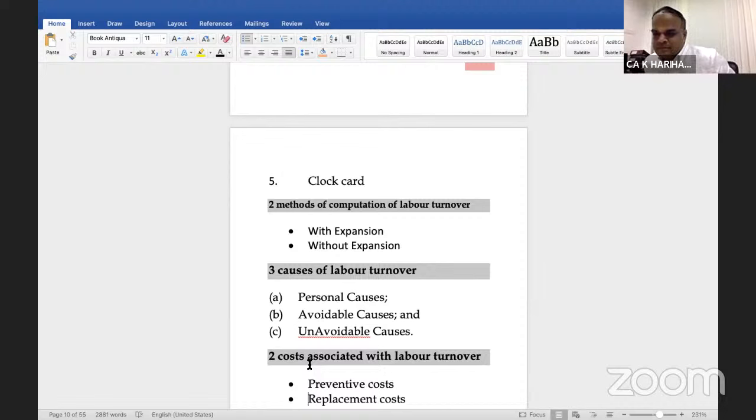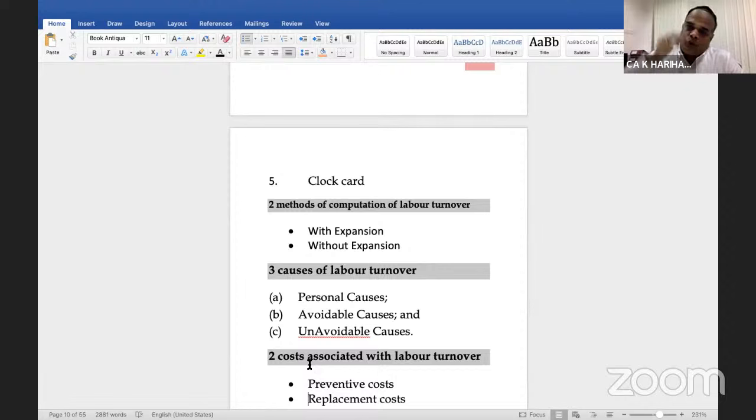Is a higher labor turnover best, or a lower labor turnover? It should be lower. Clear? Why is lower labor turnover best? When labor turnover happens, it is a loss to the company. The company has to incur some cost. Therefore, to the extent possible, we have to minimize the labor turnover.